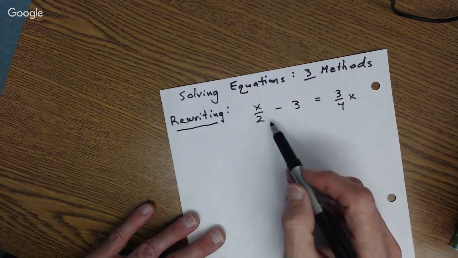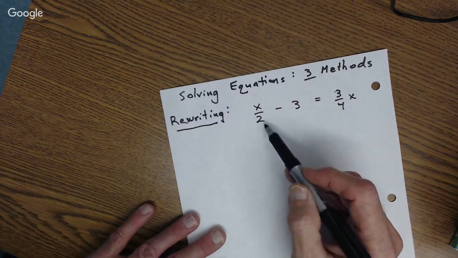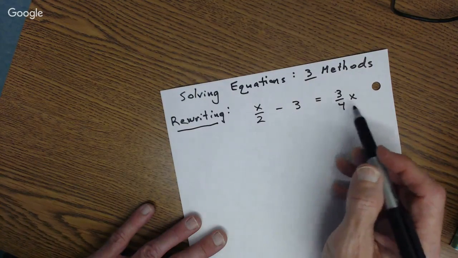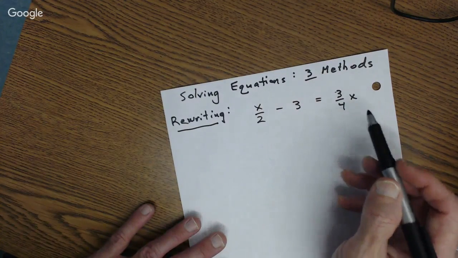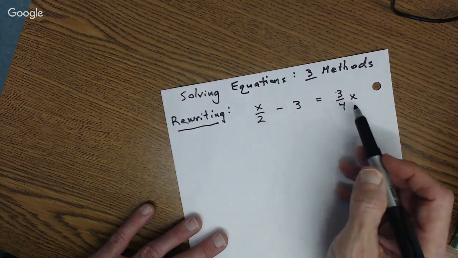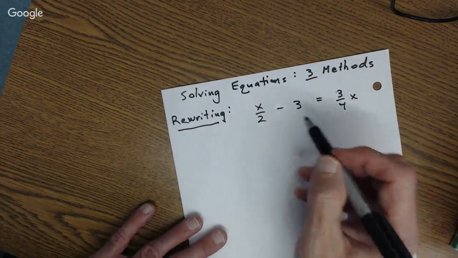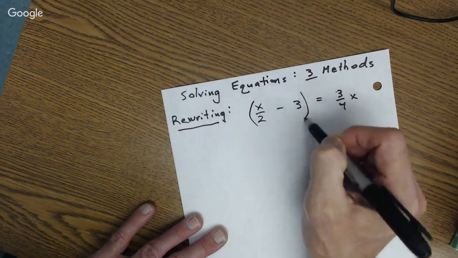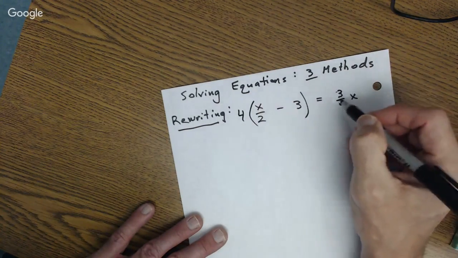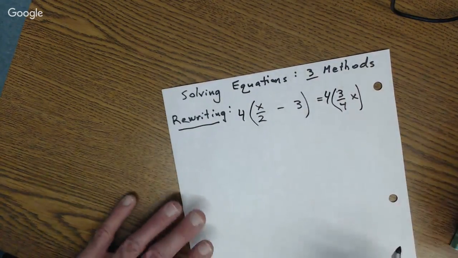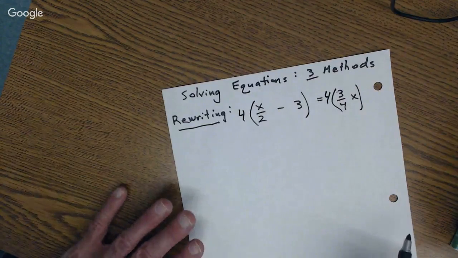What you have to do is look at all the different denominators and say, what's the least common multiple of all those denominators? What's the smallest number that if I multiply the whole equation by that number, all the denominators will go away? In this case, it's pretty simple. It's 4. So if I multiply both sides of the equation by 4, I won't have any fractions. I won't have any denominators left.